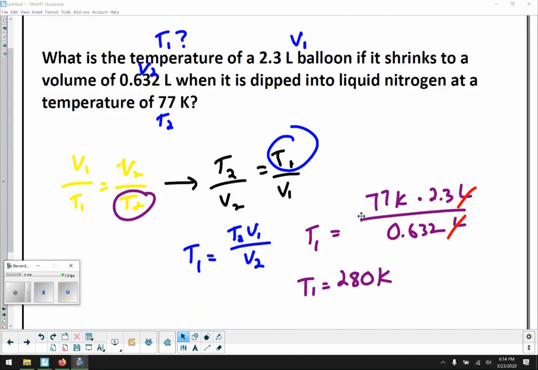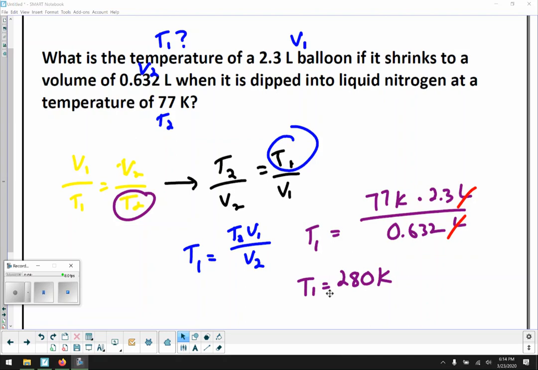So the second temperature was 77 K. The first volume was 2.3 liters. The second volume was 0.632 liters. And so your first temperature was 280 K. Does that make sense? Well, the balloon was dipped in liquid nitrogen, so it probably got colder. So it makes sense that the first temperature was bigger.